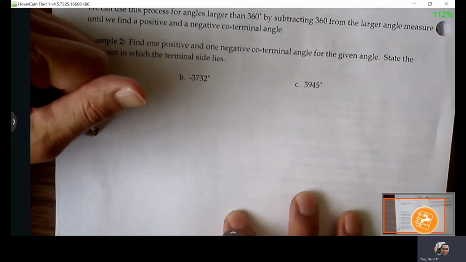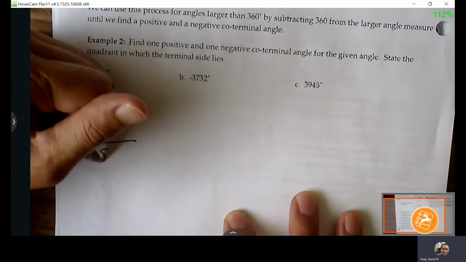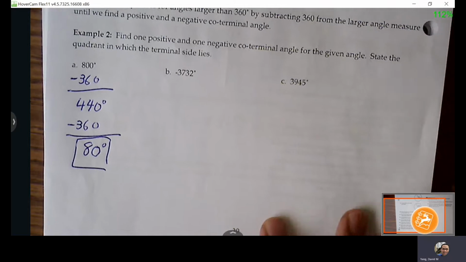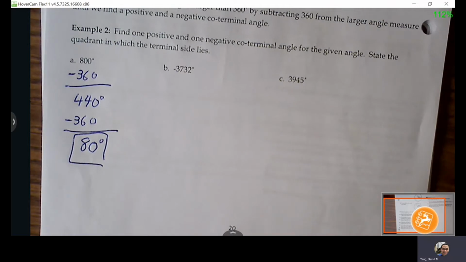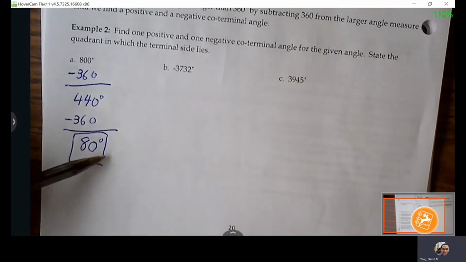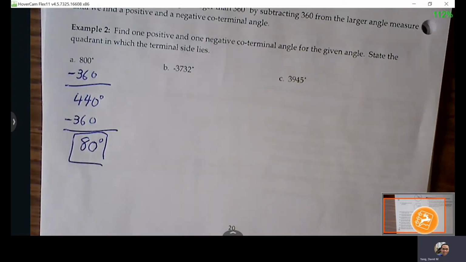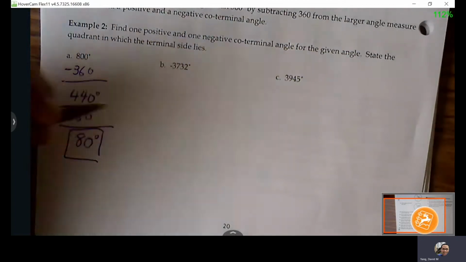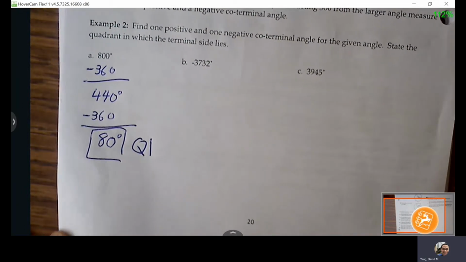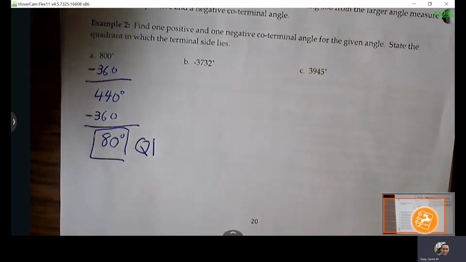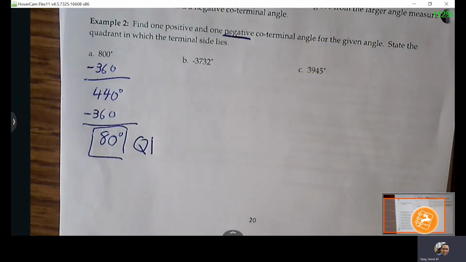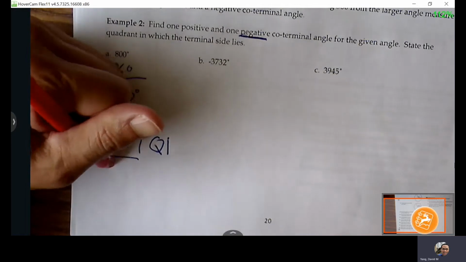If I subtract 360 again, I can get it to an angle measure where I can quickly locate the quadrant. So I subtracted it twice because I didn't really know where 440 was. I wanted to get it into that 0 to 360 range so I can quickly visualize where that angle is. So that's in the first quadrant. But then it's asking also for a negative coterminal angle. So I'm going to subtract another 360 to get a negative coterminal angle to display.